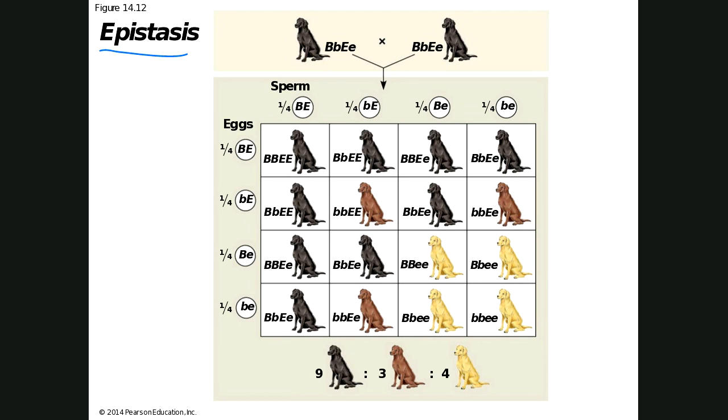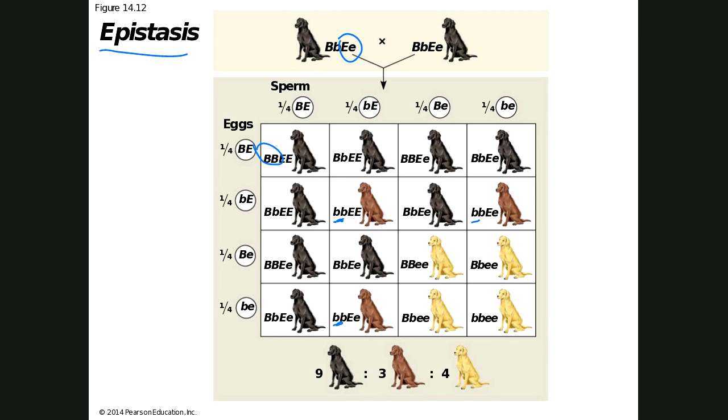In this particular case, the epistatic gene is E. B is the color gene. All right. So if you're homozygous dominant, you're going to be a black Labrador retriever. If you're heterozygous, if you have one big B allele, then you're going to be black. If you're homozygous recessive, you're going to be brown. Simple enough, right? Big B black, little b brown.